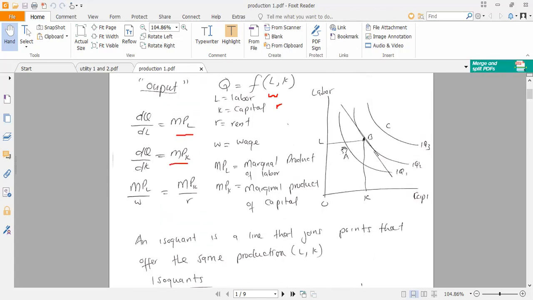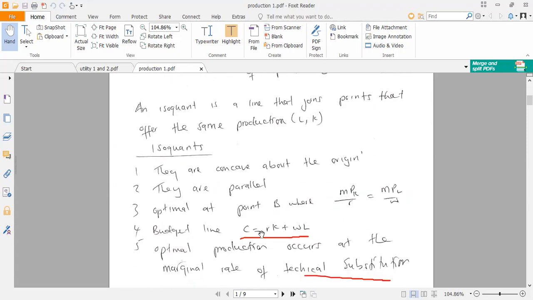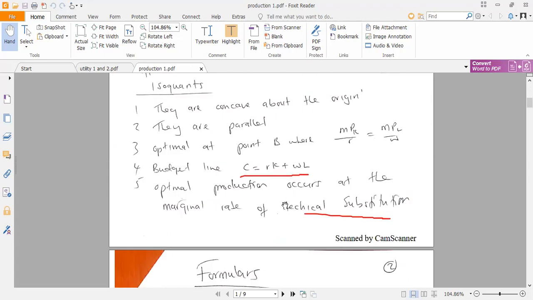They are optimal at point B. At point A, we are underutilizing resources. At point C, it is unattainable. At point B, the isoquant kisses the budget line. The budget line is given by cost equals rent for capital plus wages for labor. This point is called the MRTS, the marginal rate of technical substitution.